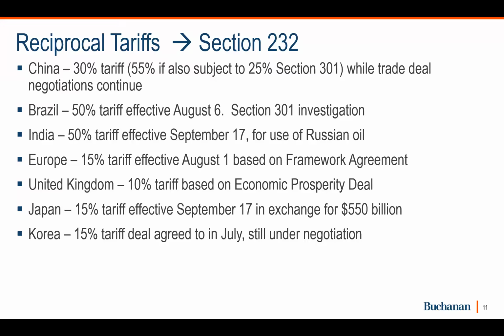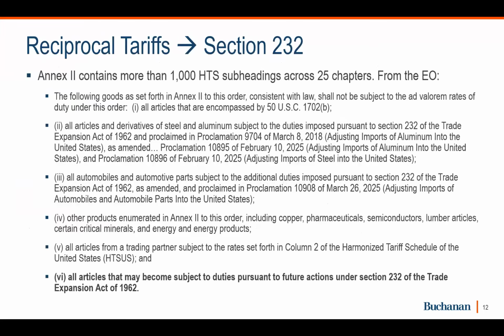Now, I have up here the language from the reciprocal tariffs executive order. And just to zero in on it, if you go down to the bottom here, this is the description saying what will be exempt from the reciprocal tariffs. Anything that's covered by Section 232 is exempt from the reciprocal tariffs. So based on that, you can just see that over time, this is where things are going.